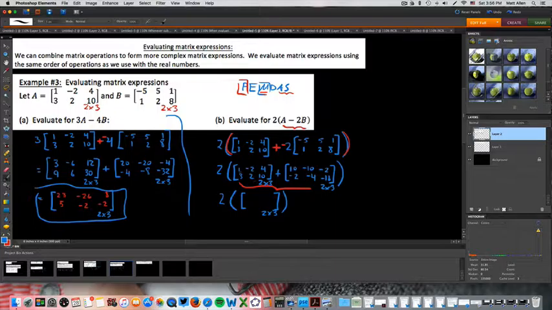in which we add component-wise, like 1 plus 10 here is 11, negative 2 plus negative 10 is negative 12, and then 4 plus negative 2 is a 2. 3 plus a negative 2 is a 1, 2 plus a negative 4 is a negative 2, and then 10 plus a negative 16 is a negative 6.